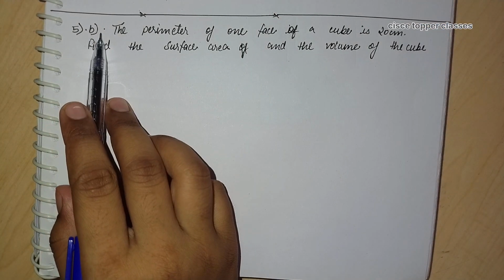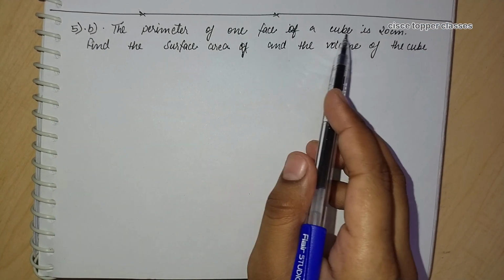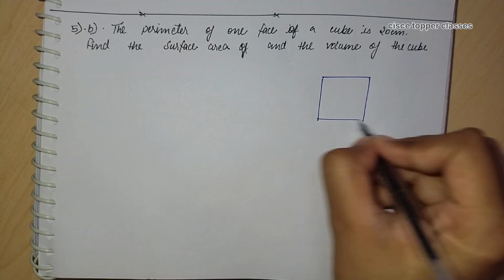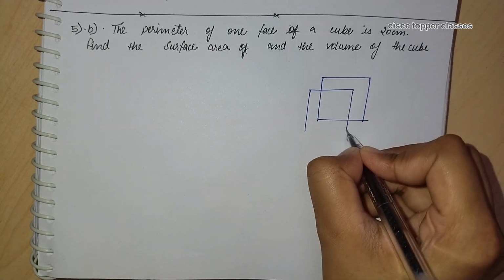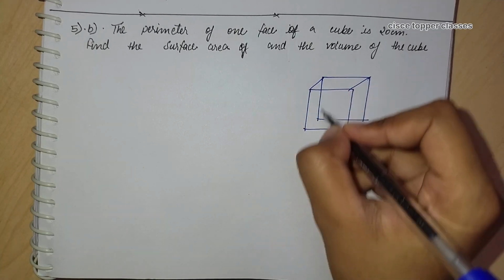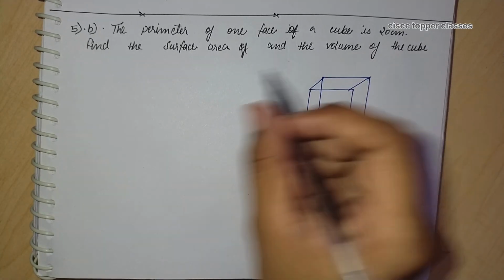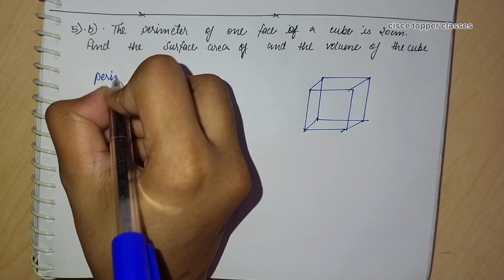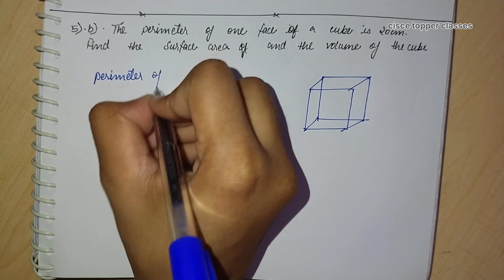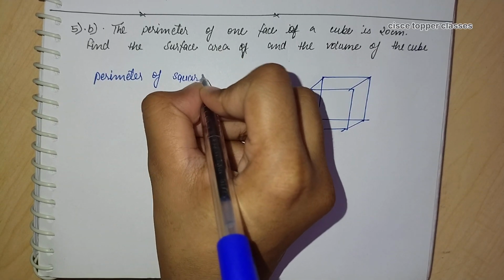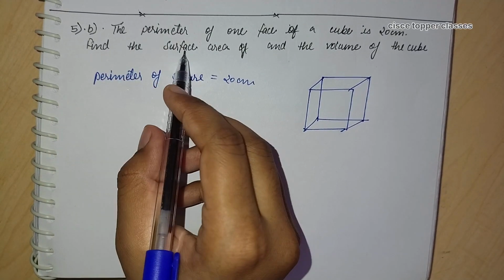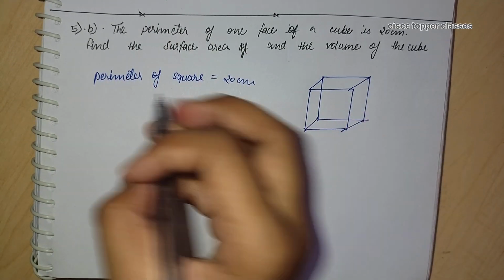Let us solve here fifth second part. The perimeter of one face of a cube is 20 centimeter. Means let this be the cube here, and one face is a square whose perimeter is given. Because all the faces are equal in a cube, the perimeter of a square will be 20 centimeter. This is given to us. Then find the surface area and the volume of the cube.